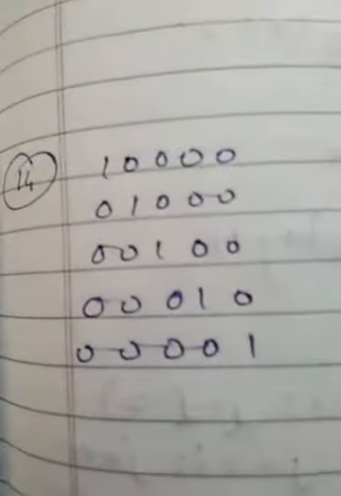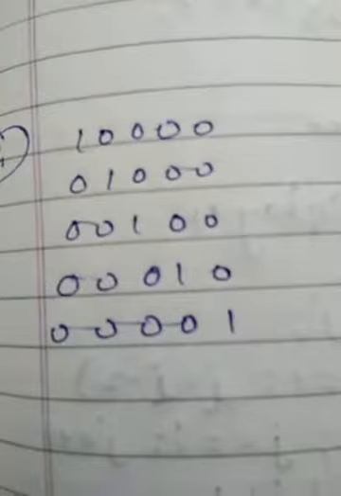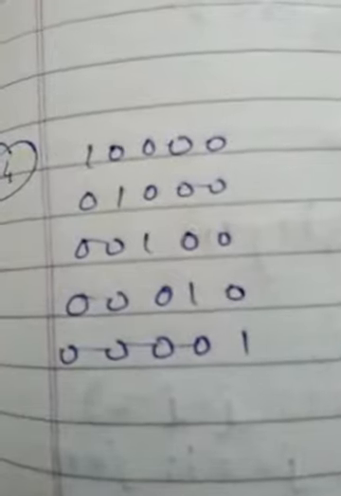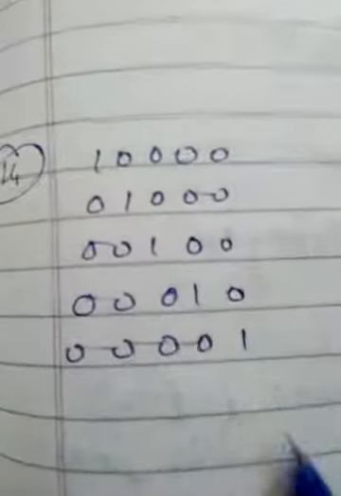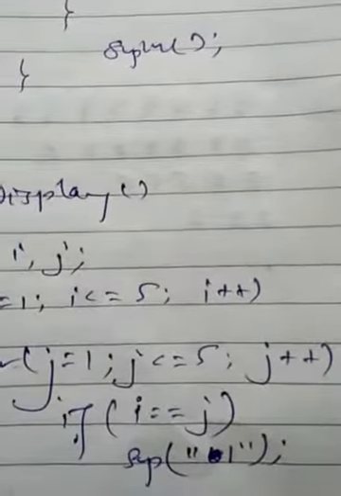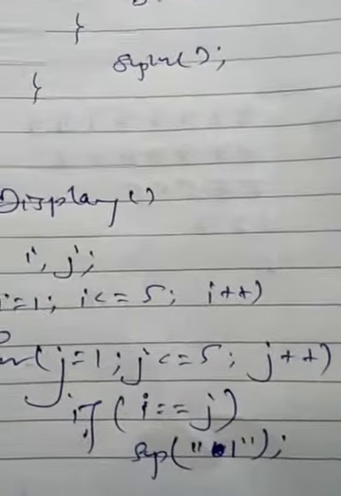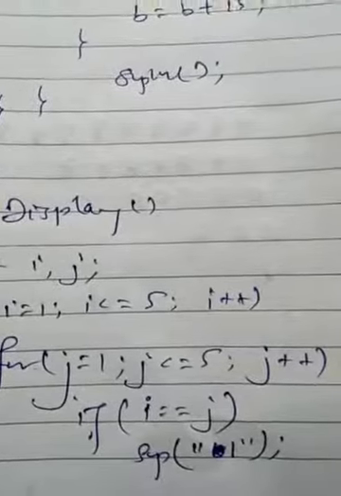This is the second pattern. Diagonally all the ones come and the rest of the part is 0, and this is the square diagram. So the loop will execute from 1 to 5 and 1 to 5, and here we will add a condition in j. If the value of i is equal to j, we will print 1, otherwise the value 0 will be printed.